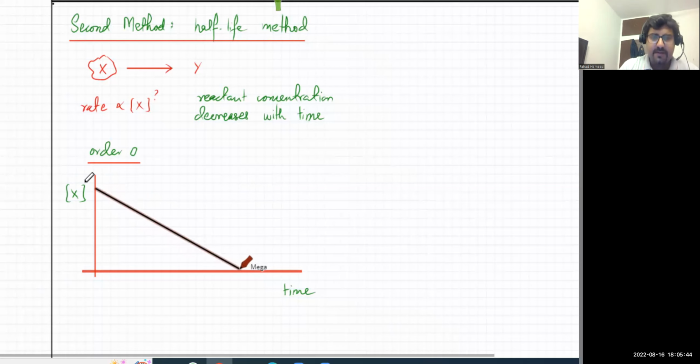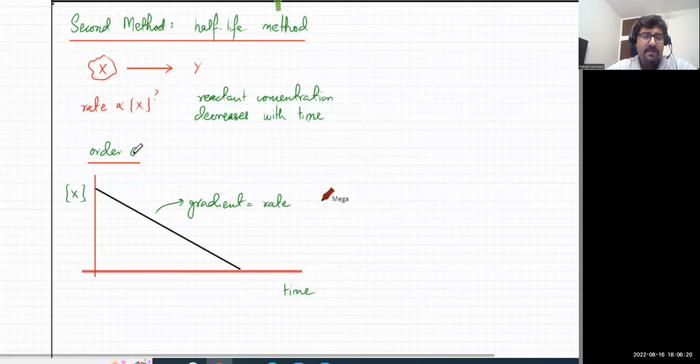Now, if it's order zero, the graph would be kind of like this. Remember, I told you that the gradient is the speed of the reaction. The gradient of the concentration-time graph, or how the concentration changes with respect to time, is the rate of the reaction. What is happening in this case is that it's constant. That means the reactant gets used up, but the speed with which the reaction is happening is unchanged.